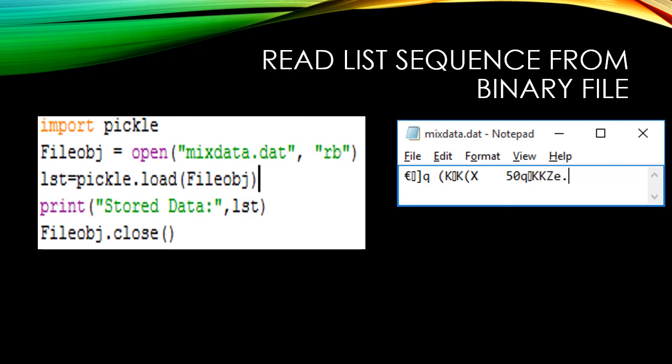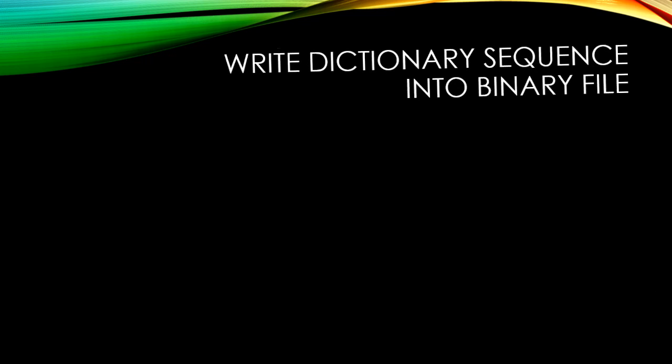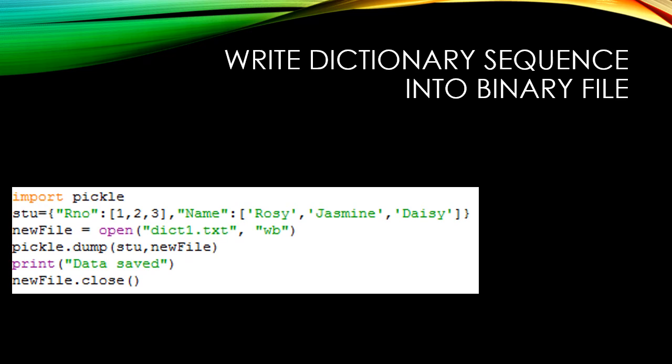After executing this program, if you open and see mixeddata.dat, it will come like that. This is the data content. So we are going to read the content in a human readable format using the method pickle dot load of the file object. And now you can see in the output screen we can read what we have stored, like the list.